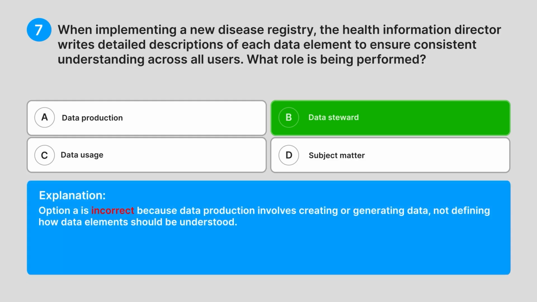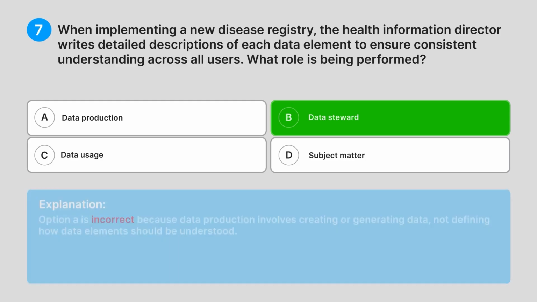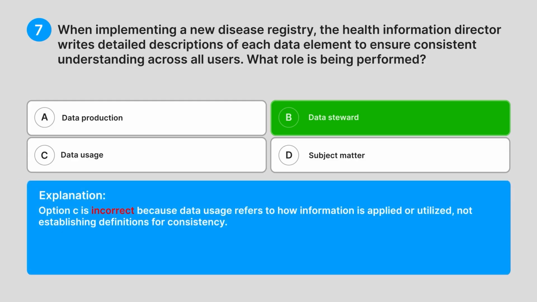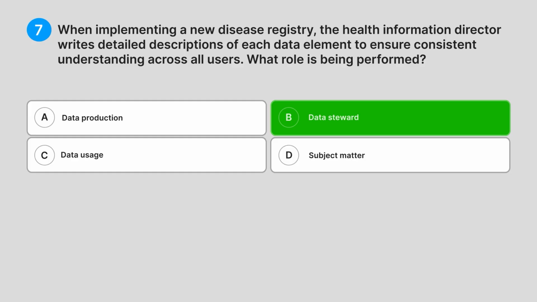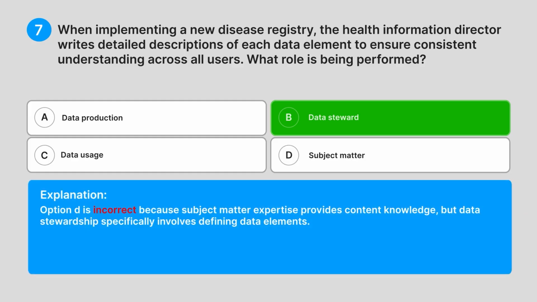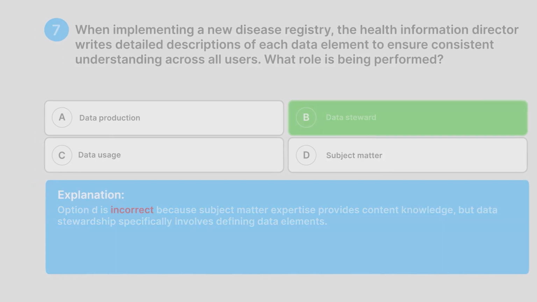Option A is incorrect because data production involves creating or generating data, not defining how data elements should be understood. Option C is incorrect because data usage refers to how information is applied or utilized, not establishing definitions for consistency. Option D is incorrect because subject matter expertise provides content knowledge, but data stewardship specifically involves defining data elements.